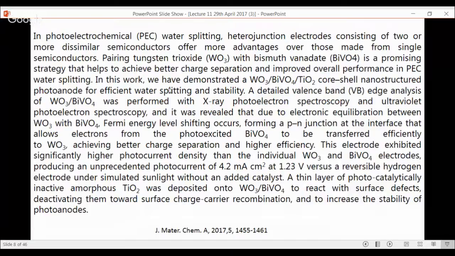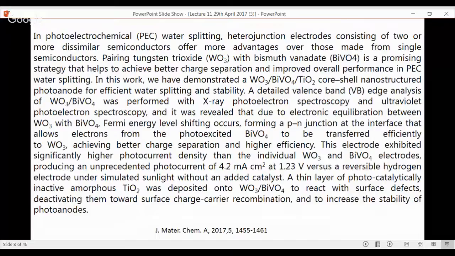In this work, they have demonstrated a WO3 bismuth vanadate TiO2 core. Now we have to think about this again: the core-shell model. What is the reason for this? We will have one presentation on that, on how the core-shell model is beneficial for the PEC of water decomposition or photocatalytic decomposition of water. That we will keep for later.